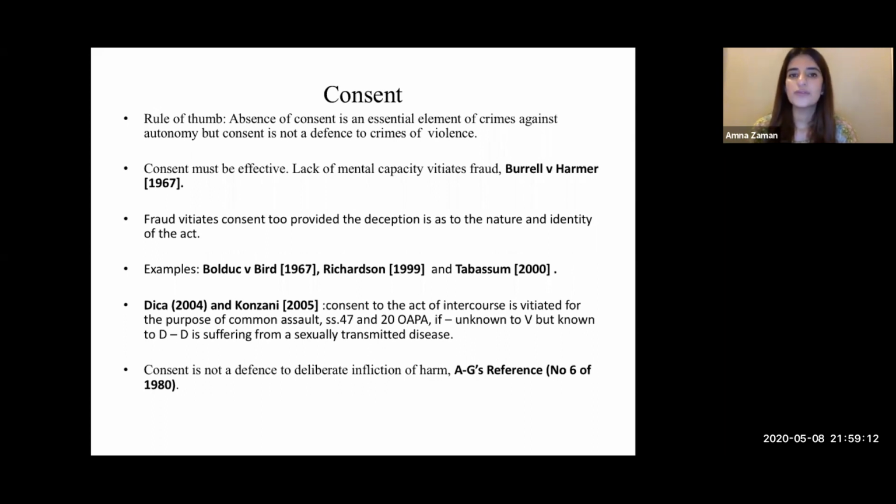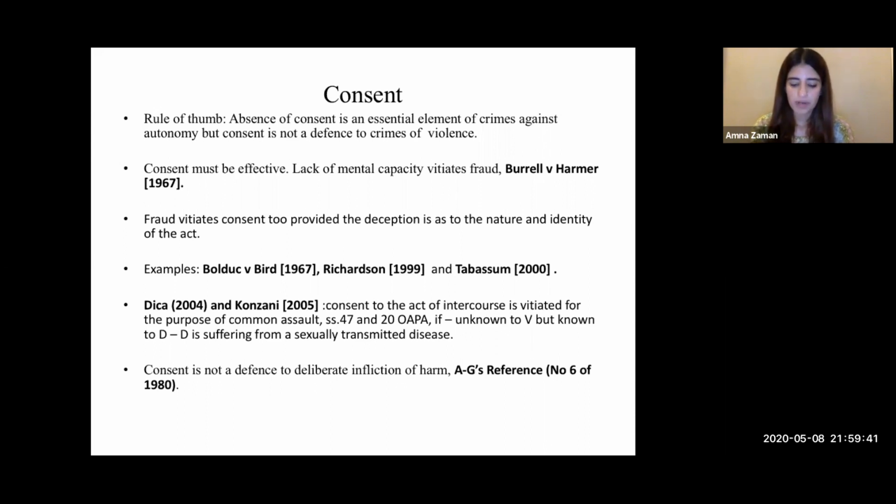We will now move to the third part of our chapter, which is a very interesting and important part of the chapter: consent. The rule of thumb is absence of consent is an essential element of crimes against autonomy. So if it's a crime against autonomy, consent will always be a defense. However, if it's a crime of violence, consent will never be a defense.